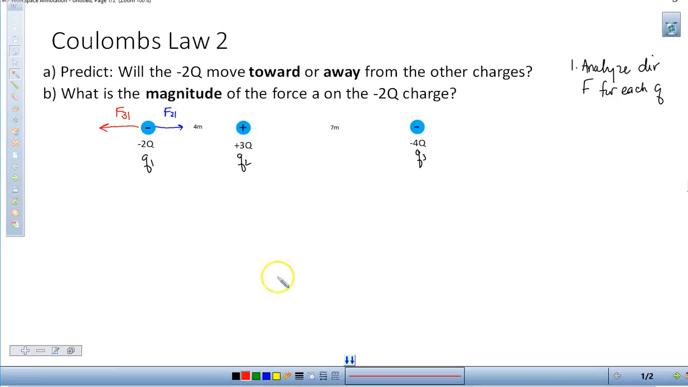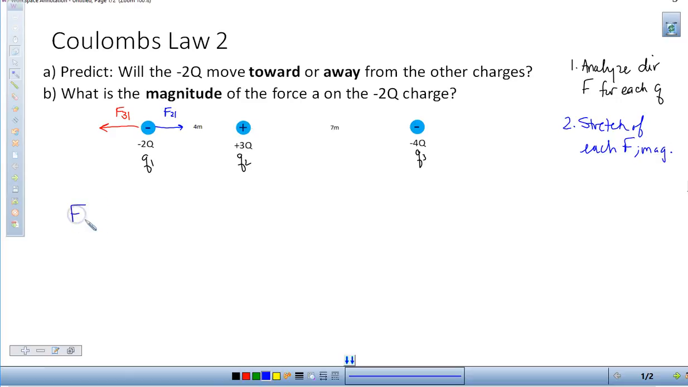So the next step, after I figure out the direction of each of these forces, is to find the strength of each force. So just the strength. And again, when I find the strength, I don't consider signs. I just want to know how big. So I want just the magnitude. That's the name of it. The magnitude means just the strength.